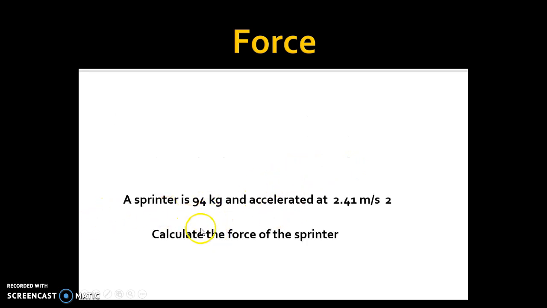So if we go on from there then, let's have a look at this. A sprinter is 94 kilograms and accelerated at 2.41 meters per second squared. So we know it's got to be that because it's acceleration there. So then what you need to do is calculate the force of the sprinter. So I'll get you to pause it there, see if you can work out what it is. This is how straightforward it is. Actually remembering the definitions isn't as easy as the calculations. But when you actually see the figures, there's not that much to it really. So see if you can remember what that is. Pause it and let's have a look then.